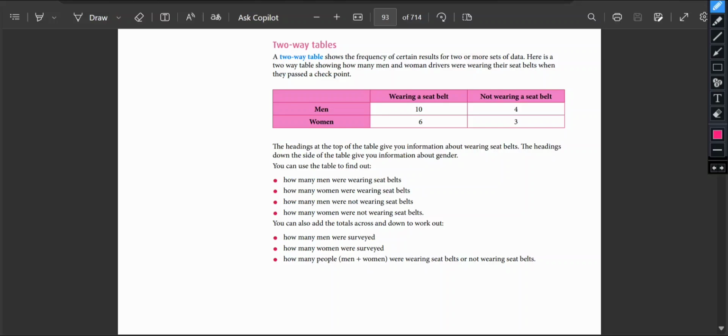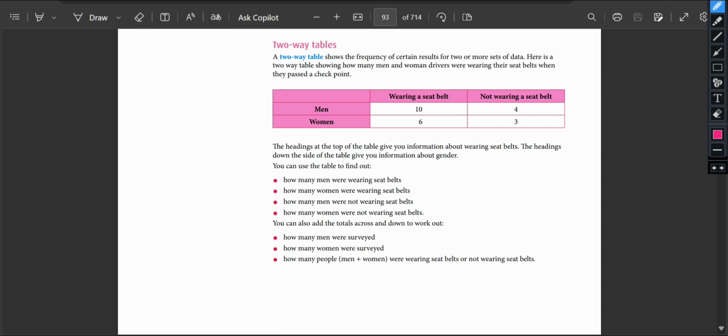Assalamu alaikum. We're going to start with chapter 4, two-way tables, and then we will be following up doing our exercise 4.5. So, two-way tables. What are two-way tables? This is how a two-way table looks like, in which you have the column names as well as the row names.